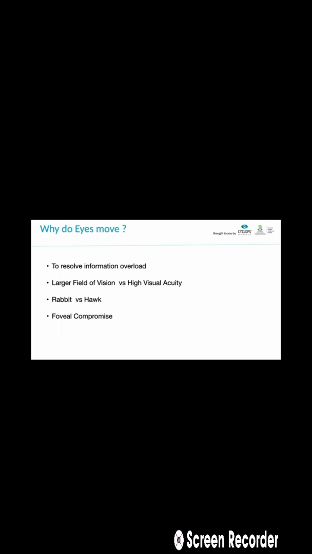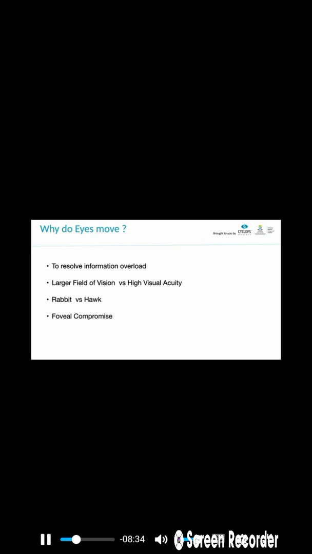If you see, the rabbit eyes can move almost 360 degrees. And we all know the rabbit is an afoveate animal. So these animals like rabbits give up high resolution. They don't want high resolution, but they want the larger field of vision so that they can escape from their predators.